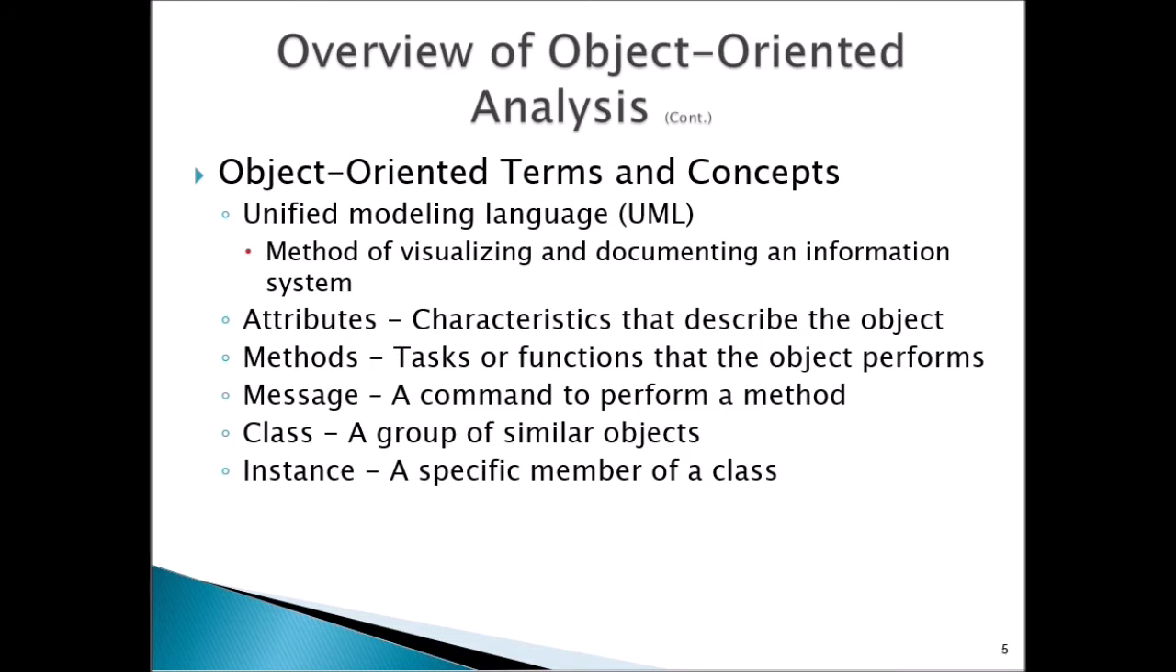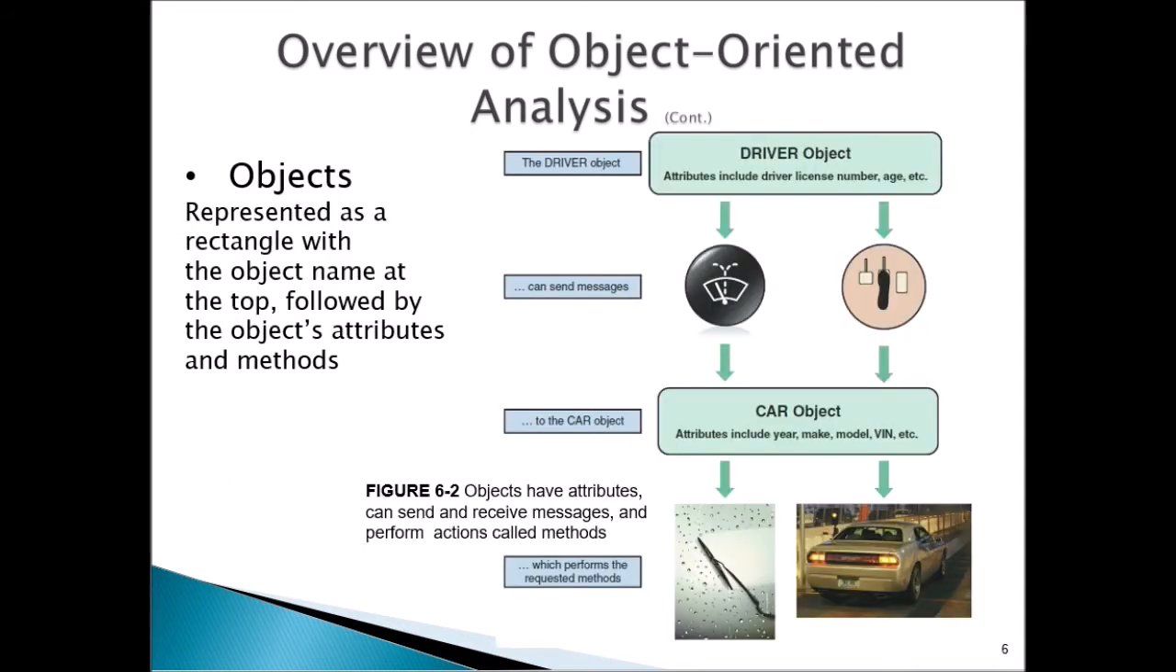When we think of this, I always use the clock example. This book uses something different, and it does a good job of explaining it. Here we have an example of objects. In this we have two objects: the driver object and the car object. Objects are represented as a rectangle with an object name followed by the attributes and then the methods.